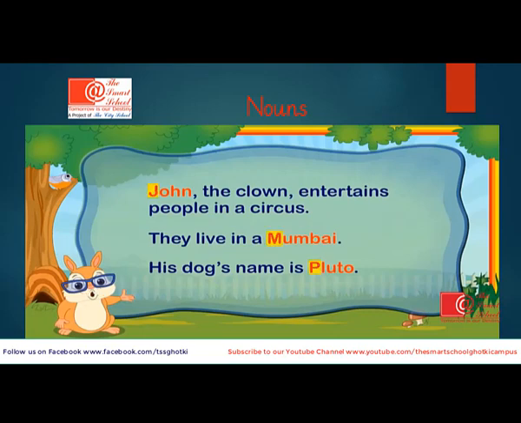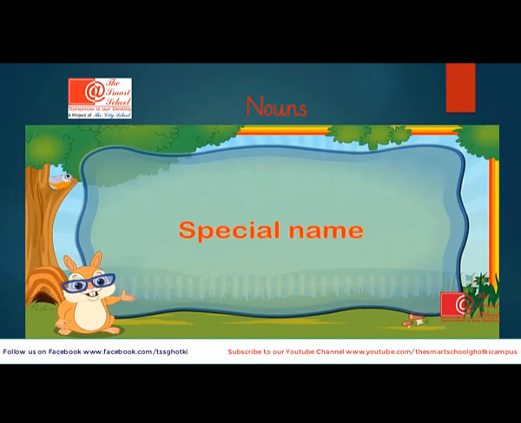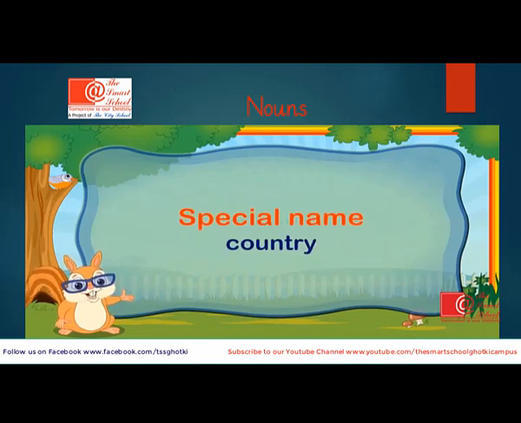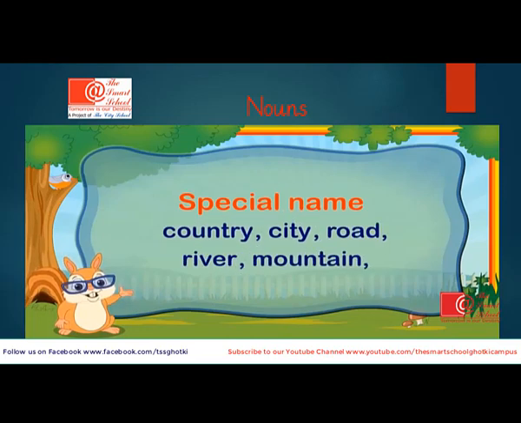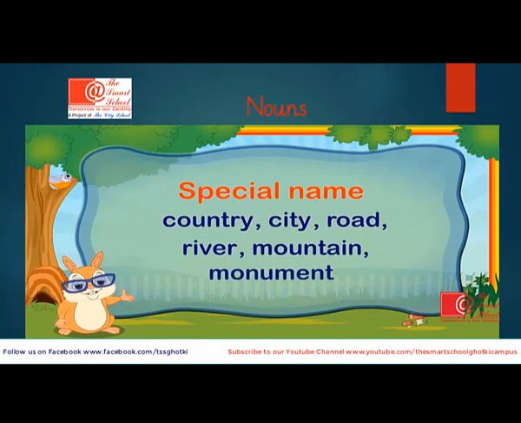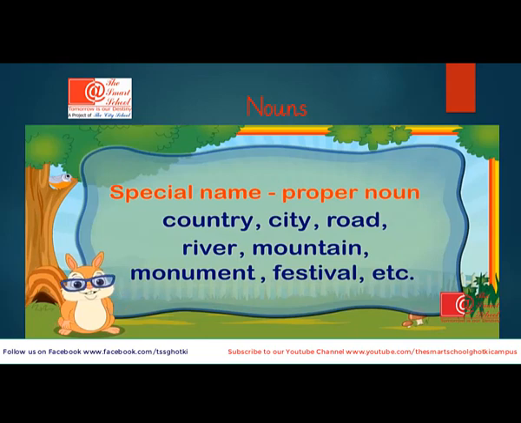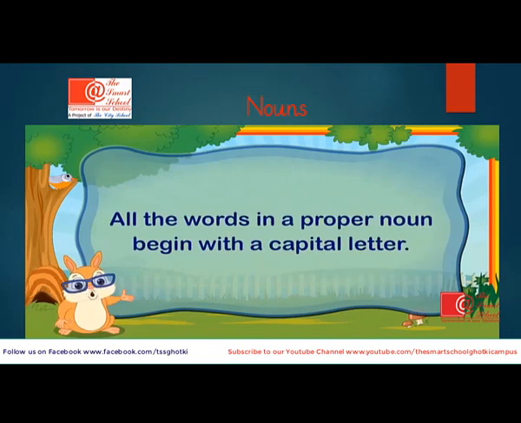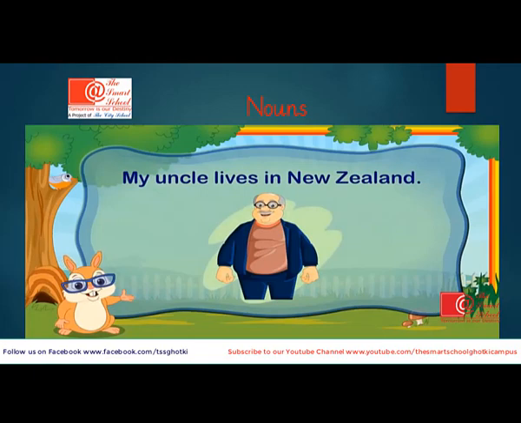All proper nouns begin with capital letters. The special name given to a country, city, road, river, mountain, monument, festival, etc. is a proper noun. All the words in a proper noun begin with a capital letter. For example, my uncle lives in New Zealand.